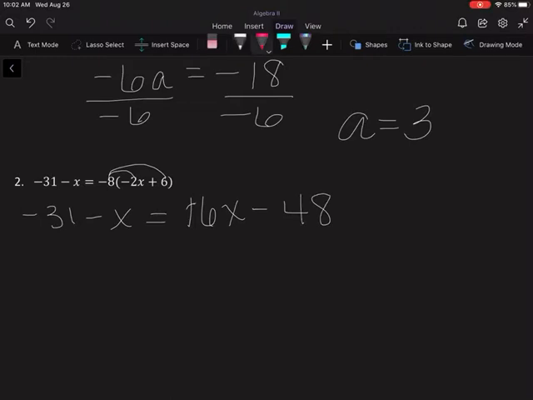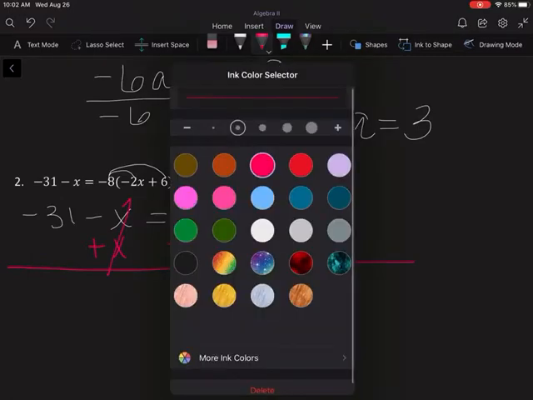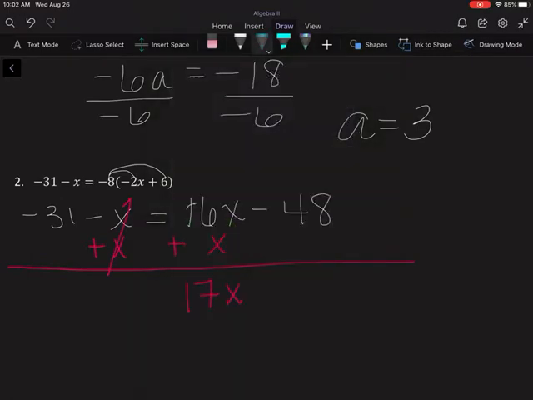So we can do this one of two ways. We can move this x over to here, or we can move this x over to this way. It's whatever is most comfortable for you. So what I prefer to do is keep all positive numbers of x. Okay, so that goes away right there, and then we have 16x plus x, which is 17x. And then I have plus 48 on this side.